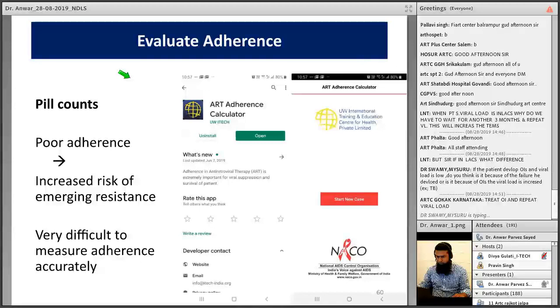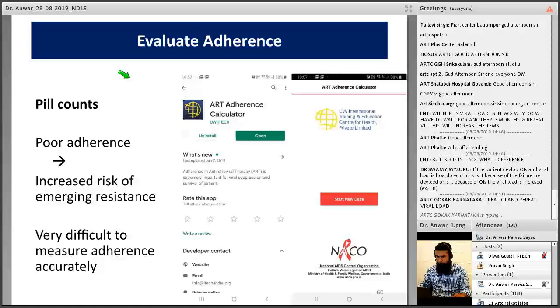Sometimes patients have become so smart that they'll bring you only 2 pills, and you will record adherence as 100% or more than 95%, which may or may not be true. And sometimes in a busy OPD, it is difficult for the counselors to calculate that with a calculator, to put in the formula and remaining pills and all that. It becomes cumbersome, and some counselors just write, looking at the pills, whether the adherence is more than 95 or less than 95.